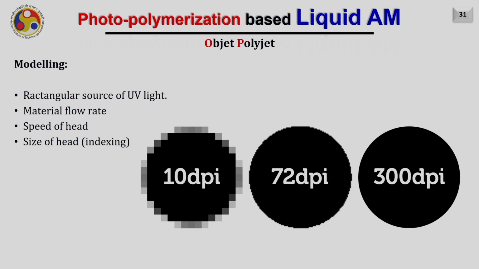The limitation of this process is similar to the SLA process. The parts produced by this technology will keep on absorbing the UV light from the environment, and over a period of time they get very brittle. For the modeling of this process, you can easily consider a rectangular source of UV light and the flow of material from the nozzle. Appropriately, based on the flow of material, you can identify the speed of the head and the size of the head, which is basically the indexing.